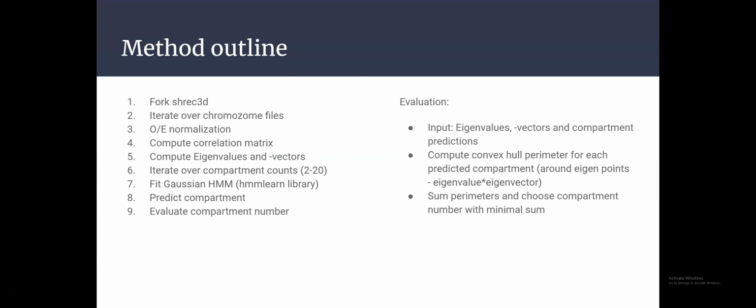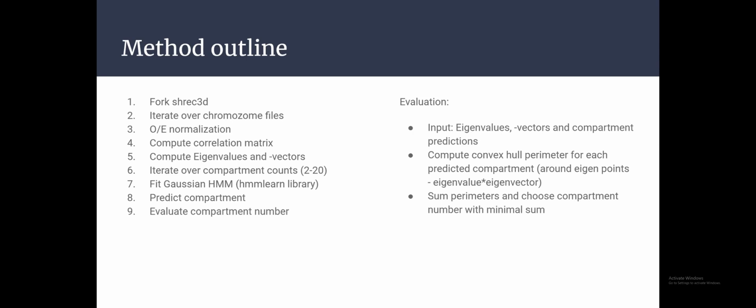And then we fit the Gaussian HMM, Hidden Markov Model, for each compartment count that was required, so 2 to 20, where the number of states corresponds to the number of compartments.